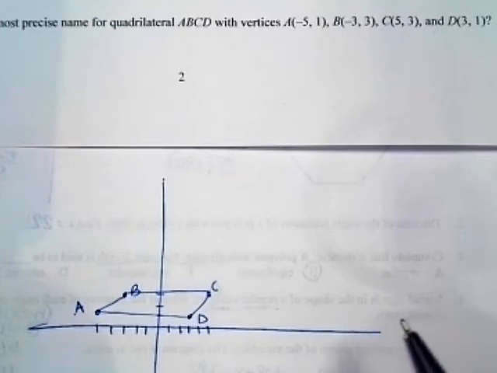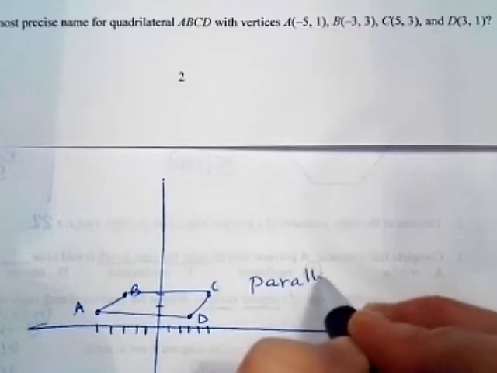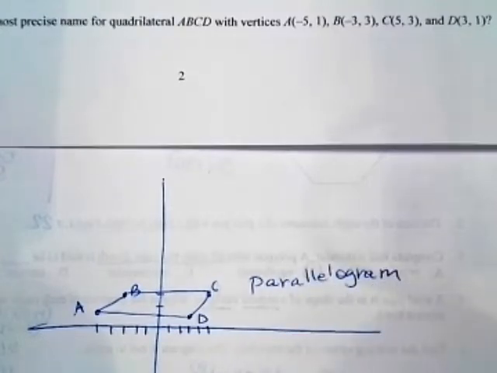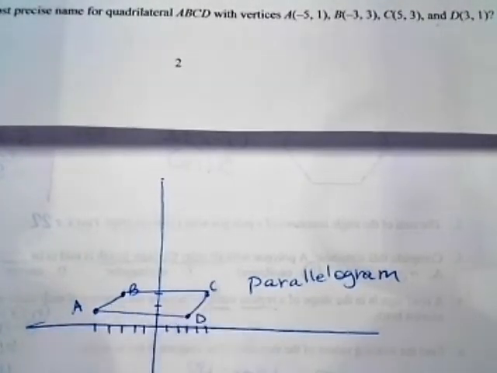What is the most precise name for that quadrilateral? If I had drawn it correctly, we would call that a parallelogram. On graph paper, you would be able to prove to me that the slopes were the same on opposite sides. That'd be what I'm looking for.